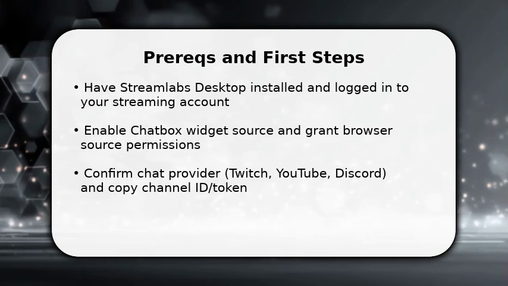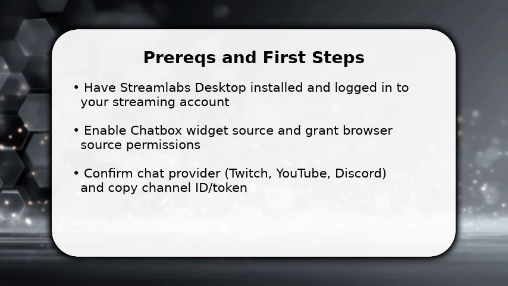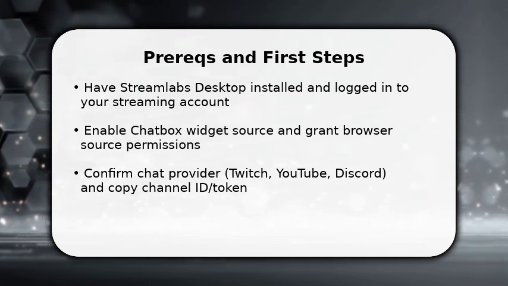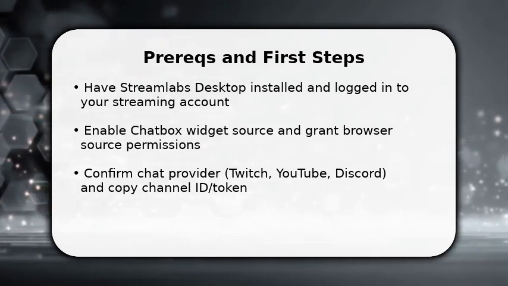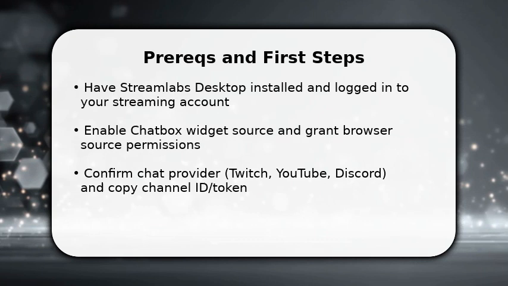You'll start by confirming prerequisites so you don't stall later. Make sure Streamlabs desktop is installed and you're logged into the streaming service. This authorizes widgets. Next, open the editor and add the chat box widget as a browser source. This gives you the visual chat layer.